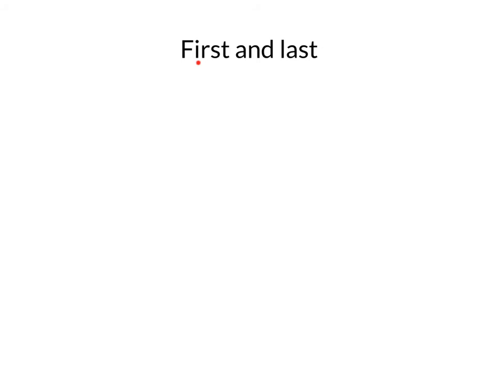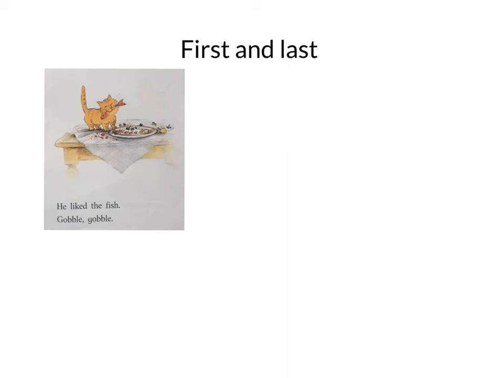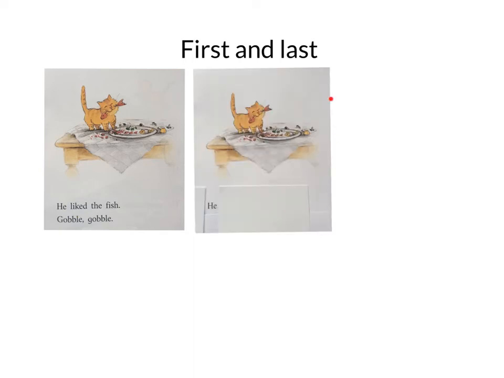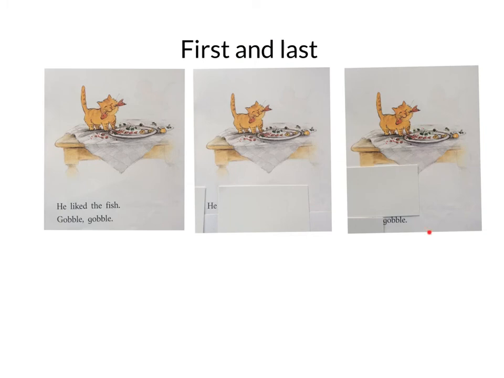Now we are going to learn about first and last. This story says, "He liked the fish. Gobble, gobble." On this page, I've used my cards to cover up all the words except the first word. I can still see the first word on my page. On this page, I've used my cards to cover up all the words except the last word on the page. This is the last word on my page.